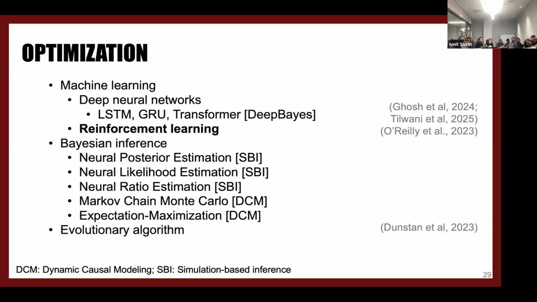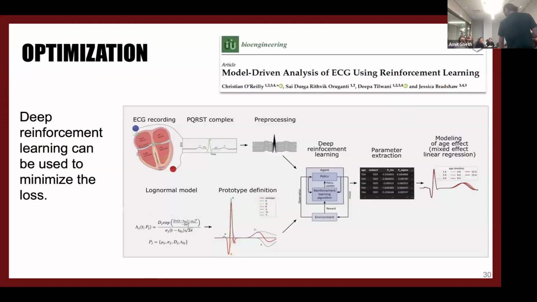One system called DeepBase uses LSTM and also GRU. Reinforcement learning can be used. I'll show an example in the next slide. Bayesian inference is used a lot for that kind of application, so you don't necessarily need to go the machine learning way. You can also do Bayesian inference. And evolutionary algorithms have also been shown to give some good results. Here I have just an example with reinforcement learning.